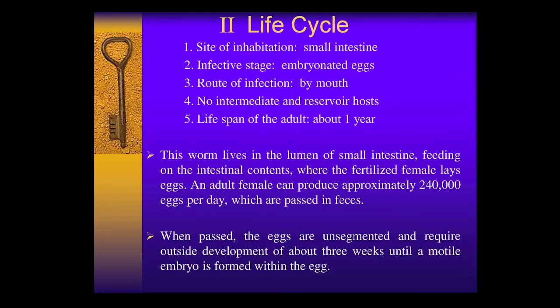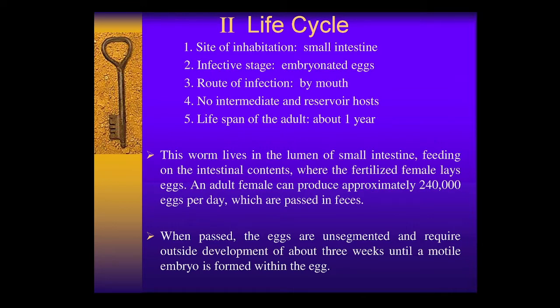Coming to the life cycle: the site of inhabitation is the small intestine. The infective stage is the embryonated egg. The route of infection is usually by mouth. The life cycle of Ascaris lumbricoides is completed in a single host, that is man. Man is the only host, and there is no intermediate or reservoir host required for the life cycle of Ascaris lumbricoides. The lifespan of the adult is about 1 year.